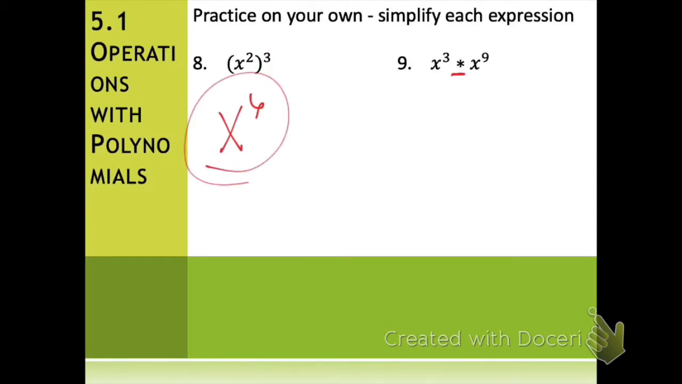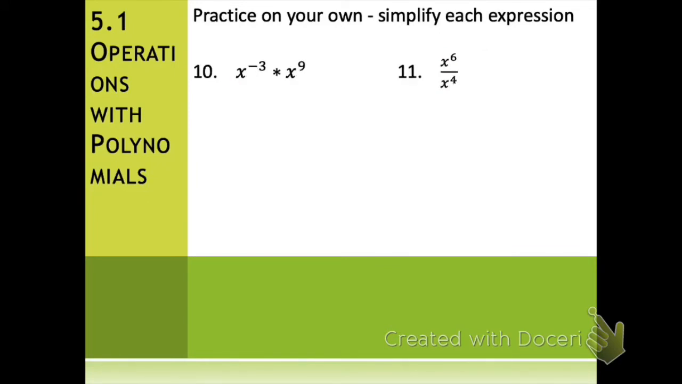These two are being multiplied, and the bases are the same. So this is really x times x times x times x times x times x. There's going to be 12 of them, so it's going to be x to the 12th power. We add the two exponents. Boom.